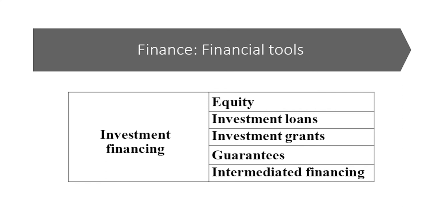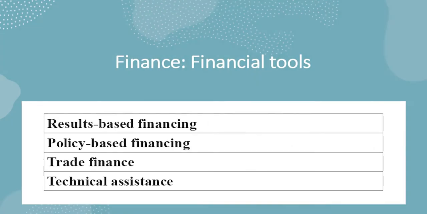Now, we also talk about financial tools. In investment financing, we've got equity, investment loans, investment grants, guarantees, and intermediated financing. There's also what we call result-based financing, policy-based financing, trade financing, and technical assistance.